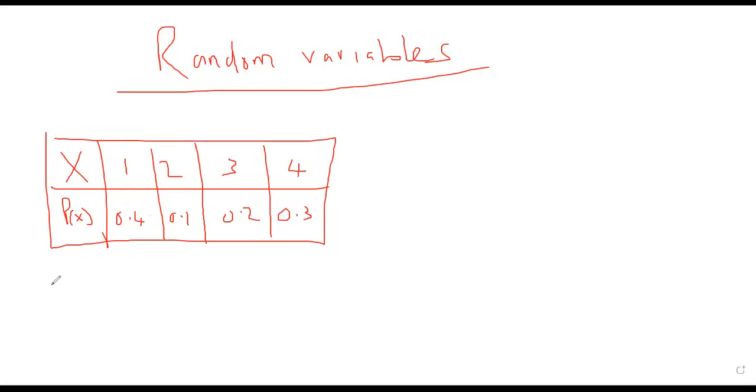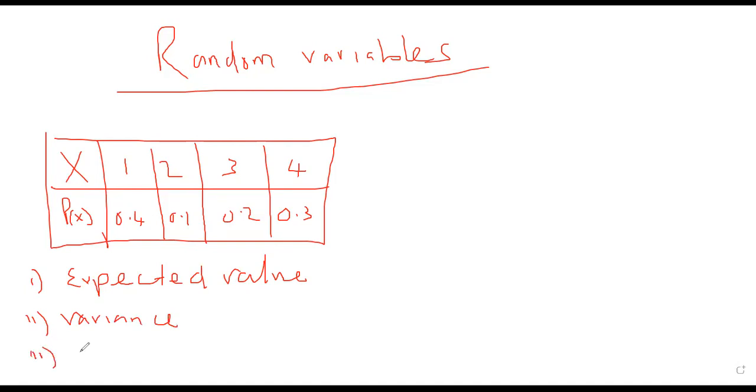And you'll be asked to calculate four things. Number one, find the expected value. Number two, find the variance. Number three, you'll be asked to find the standard deviation. And finally, number four, you'll be asked to find the probability x is greater than 2. So this is carrying 2 marks each, that's 8 marks.